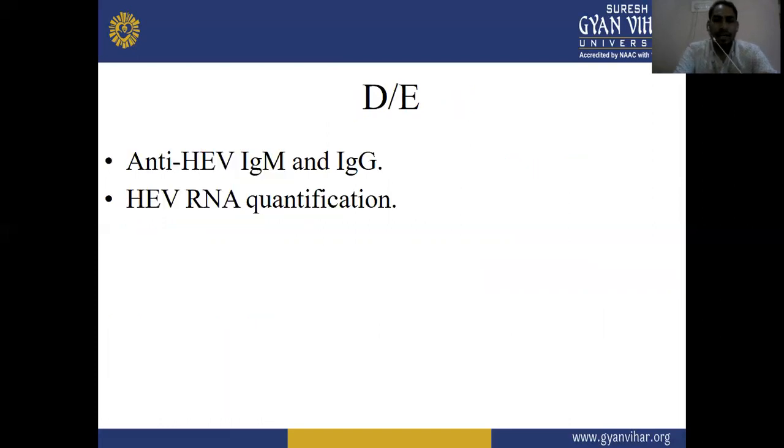Next one is the diagnostic and evaluation tests of hepatitis E, like anti-hepatitis E virus immunoglobulin M and immunoglobulin G antibodies, which are detected in hepatitis E. Another test is hepatitis E virus RNA quantification.